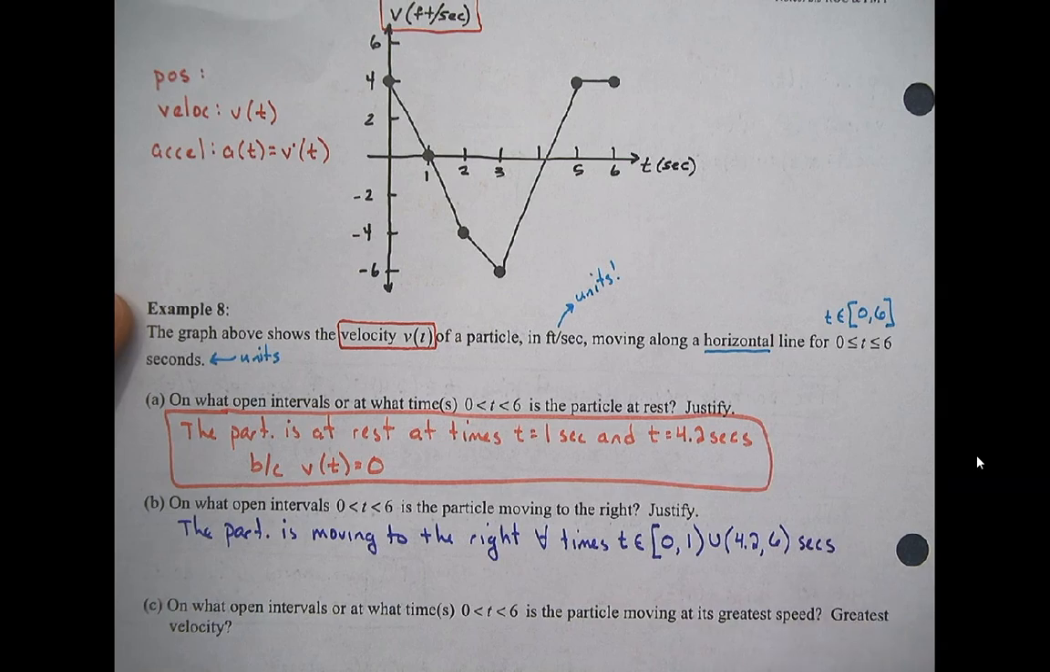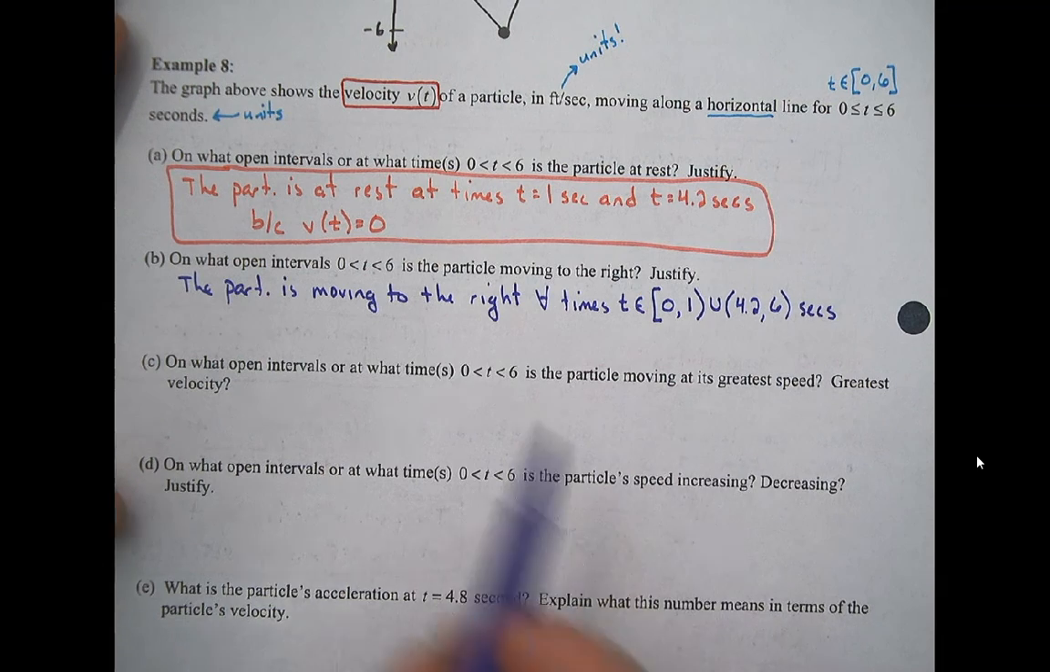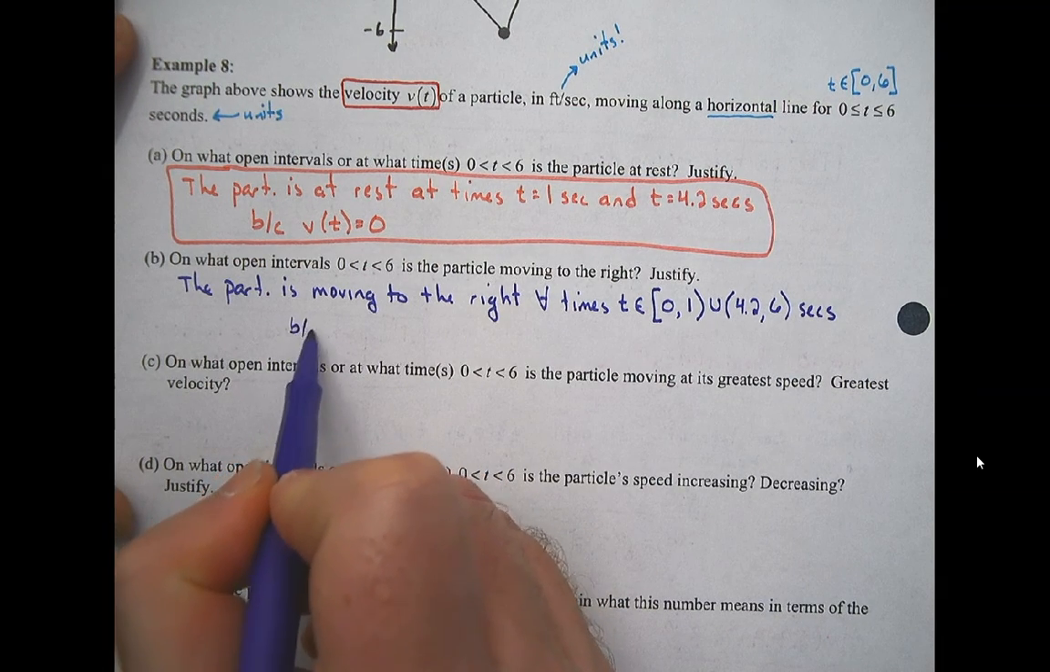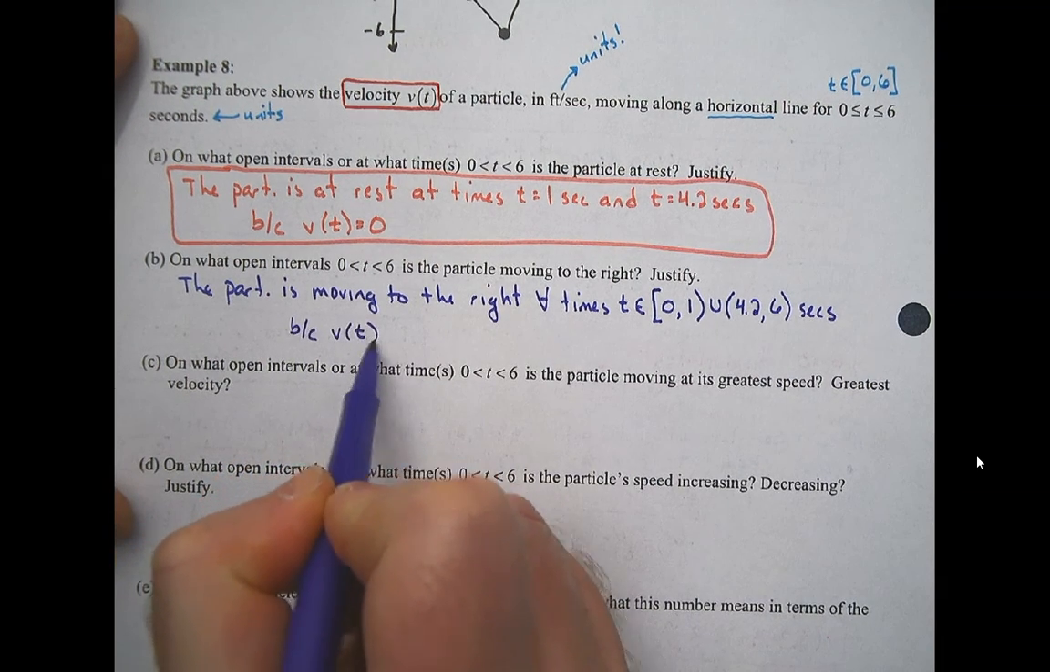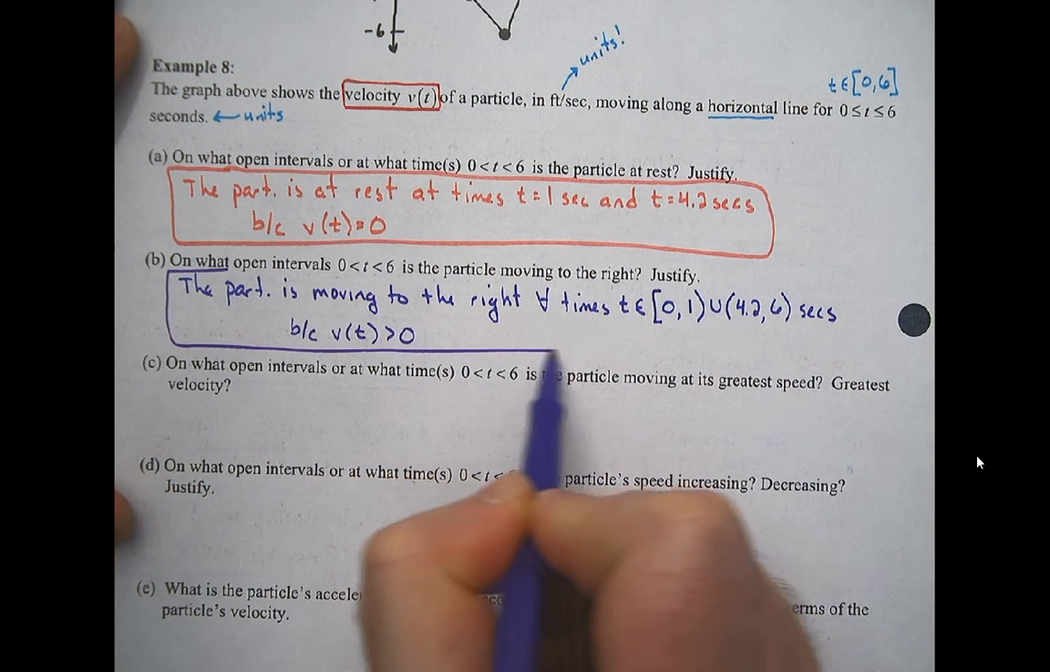Don't forget your units. It said justify. The particle is moving to the right for all times t, blah, blah, blah, because velocity is greater than 0 or positive.